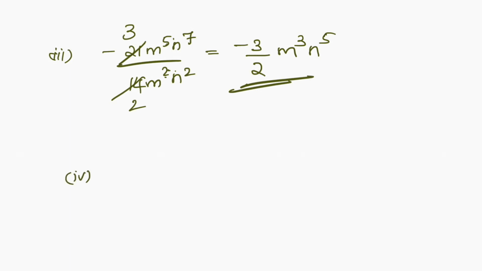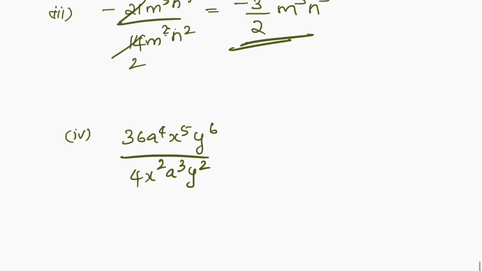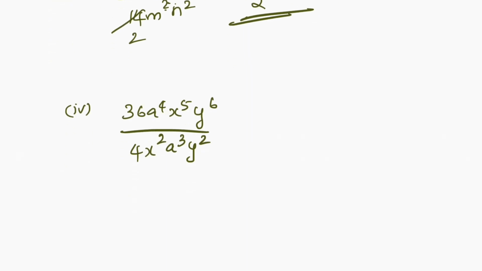Coming to the fourth sub question, 36 a to the power of 4 x to the power of 5 y to the power of 6 divided by 4 times x to the power of 2 a to the power of 3 y square. So how can we do it? 36 by 4 gives you 9, right? 9 a to the power of 4 minus 3 will give you a. x to the power of 5 minus 2 will give you x to the power of 3. y to the power of 6 minus 2 will give you y to the power of 4.